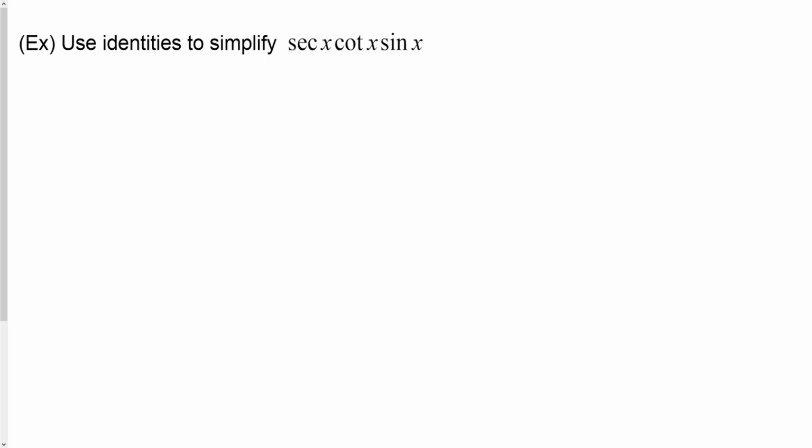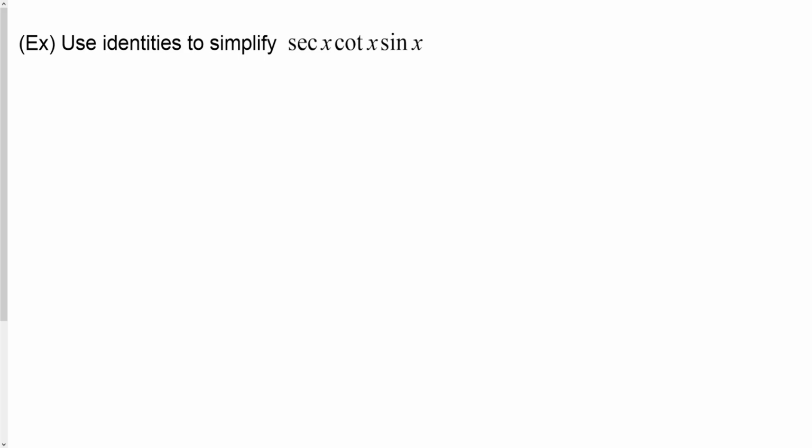Use identities to simplify secant x, cotangent x, sine x. With problems like this, you're not necessarily going to know where to get started and where to go from. But if you apply the identities you have, no matter which ones you choose, you're probably at least going to get moving in some direction.